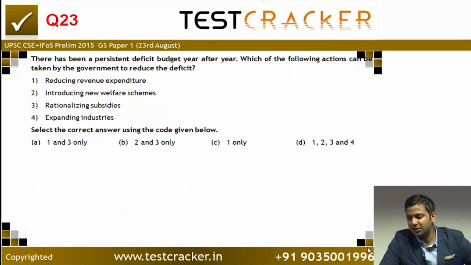23 is a standard question, basic question, logical question from economics, right? Deficit is high, persistent deficit budget.